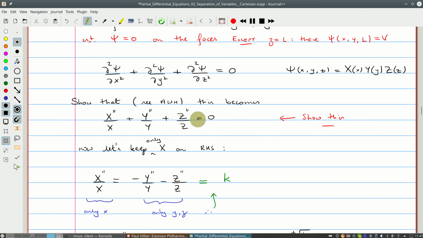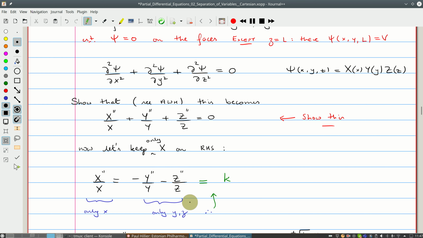All right. And now let's keep only the x terms on the left hand side, and move the y and z to the right hand side. So what we get is the equation here. So now on the left hand side we've got something which is a function of little x only. Capital X, remember, is a function of little x. And on the right hand side we've got functions which are functions of little y and little z only.